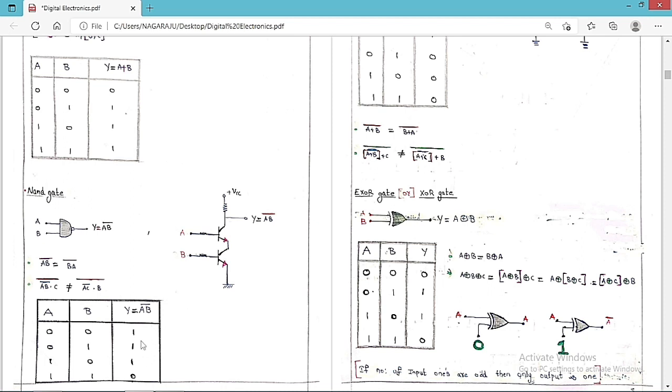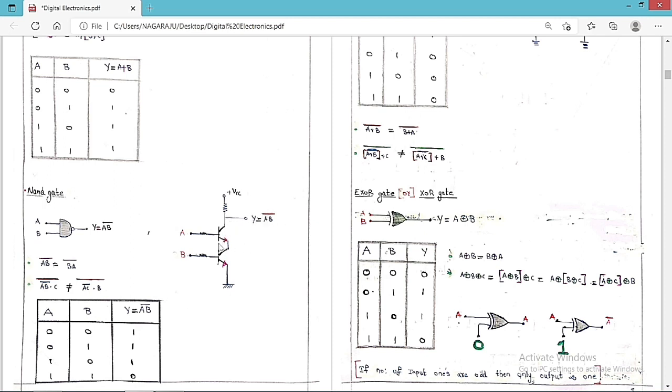Now if I want to draw a circuit diagram, this is the circuit diagram for a NAND gate. You can see clearly these are the two transistors. We keep the two transistors in this format, and the inputs of these transistors are A and B. This is VCC and this is the resistor. So this is Y = (A·B)′.